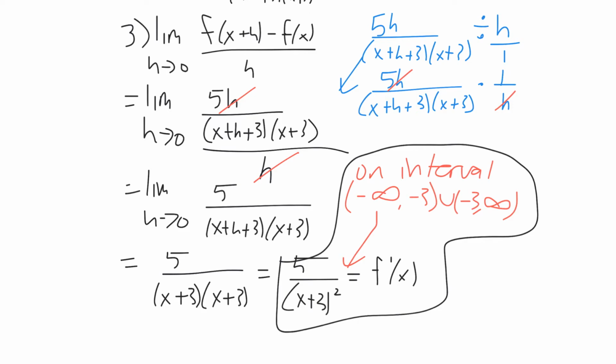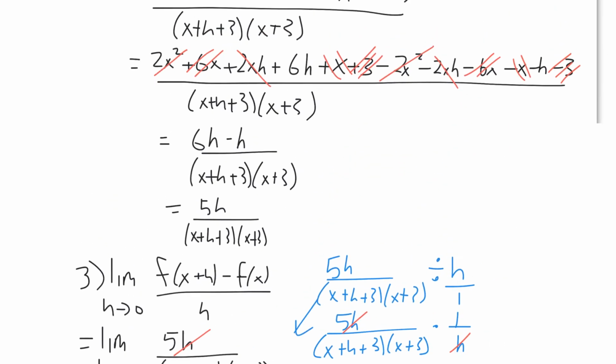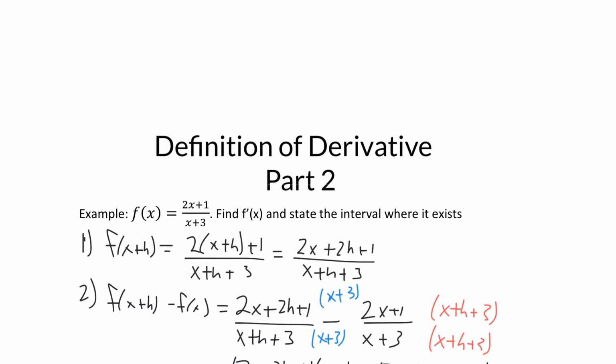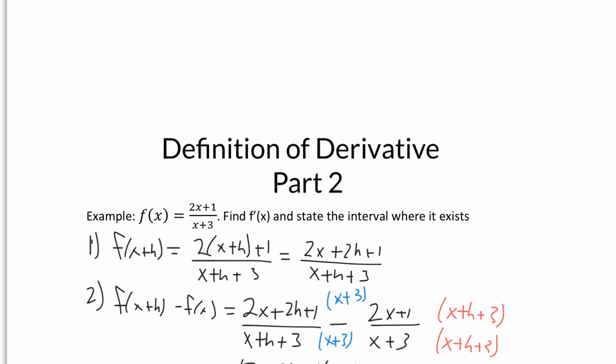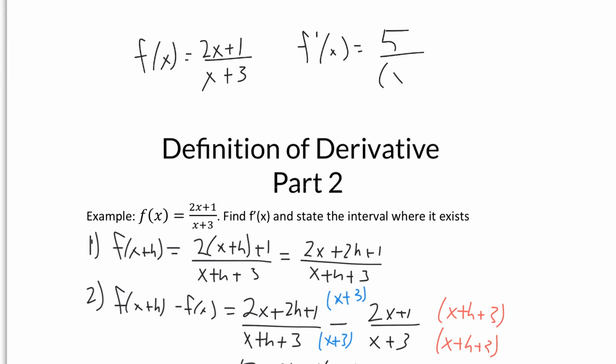Now, let's go back to the original function, all the way up here. We had f of x as 2x plus 1 over x plus 3, and we had f prime of x as 5 over (x plus 3) squared. I would ask us to consider, is there some kind of connection? Is there some kind of relationship or pattern between these two?